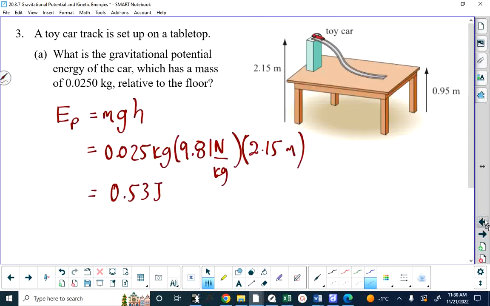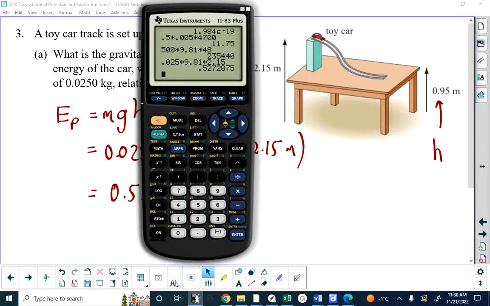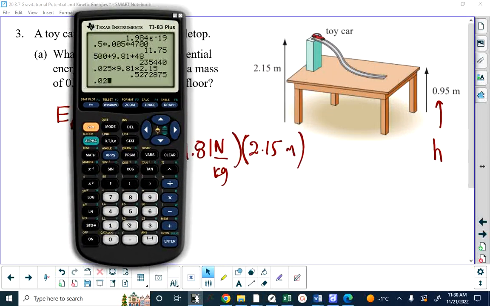Take a look at it. That means that this is h, and you're going to go mgh. Pretty straightforward calculation. I don't think I need to write down any numbers there. We will take the mass, 0.025 times 9.81 times that 0.95 meters, and get that number.